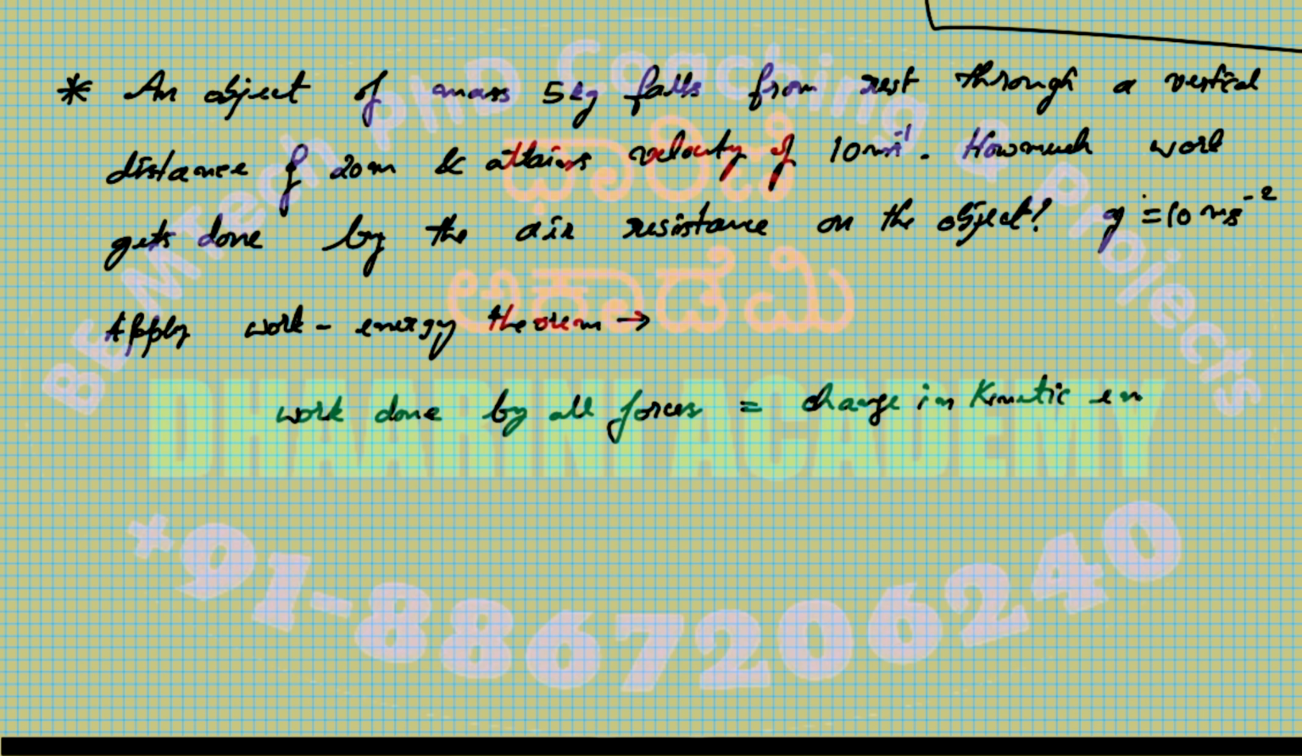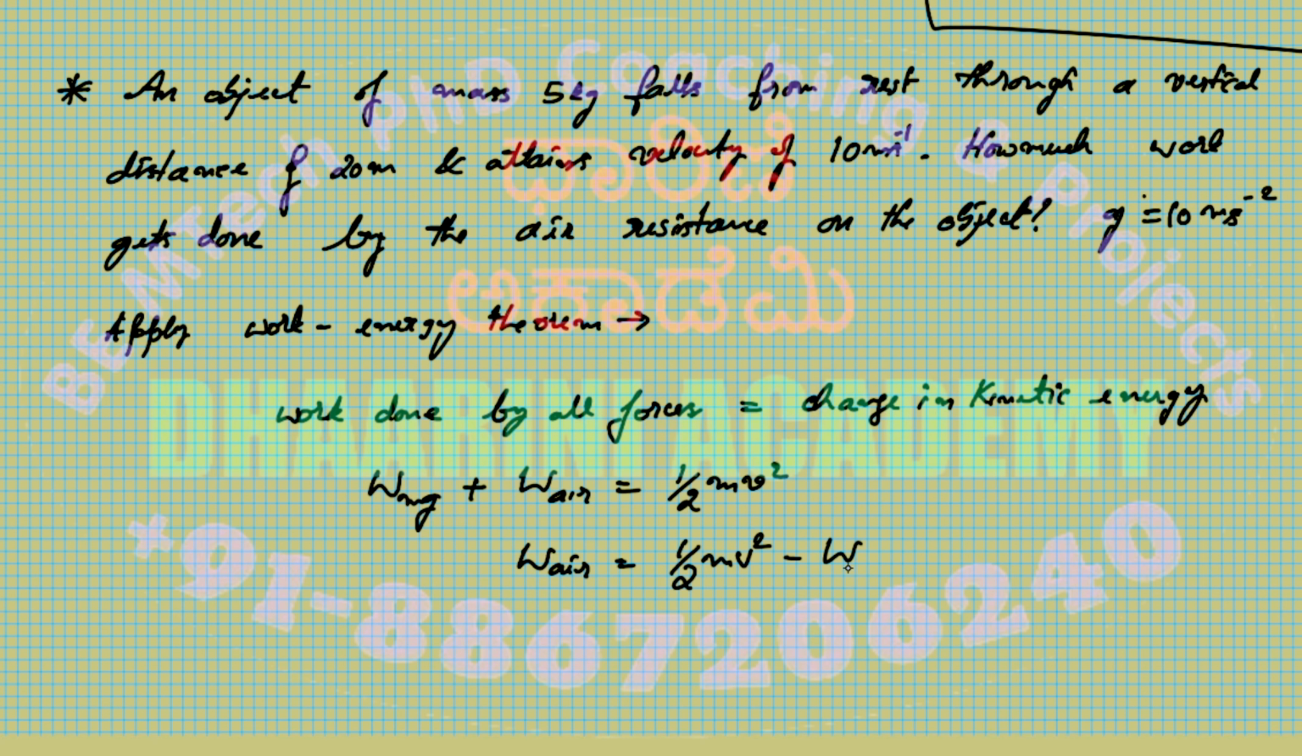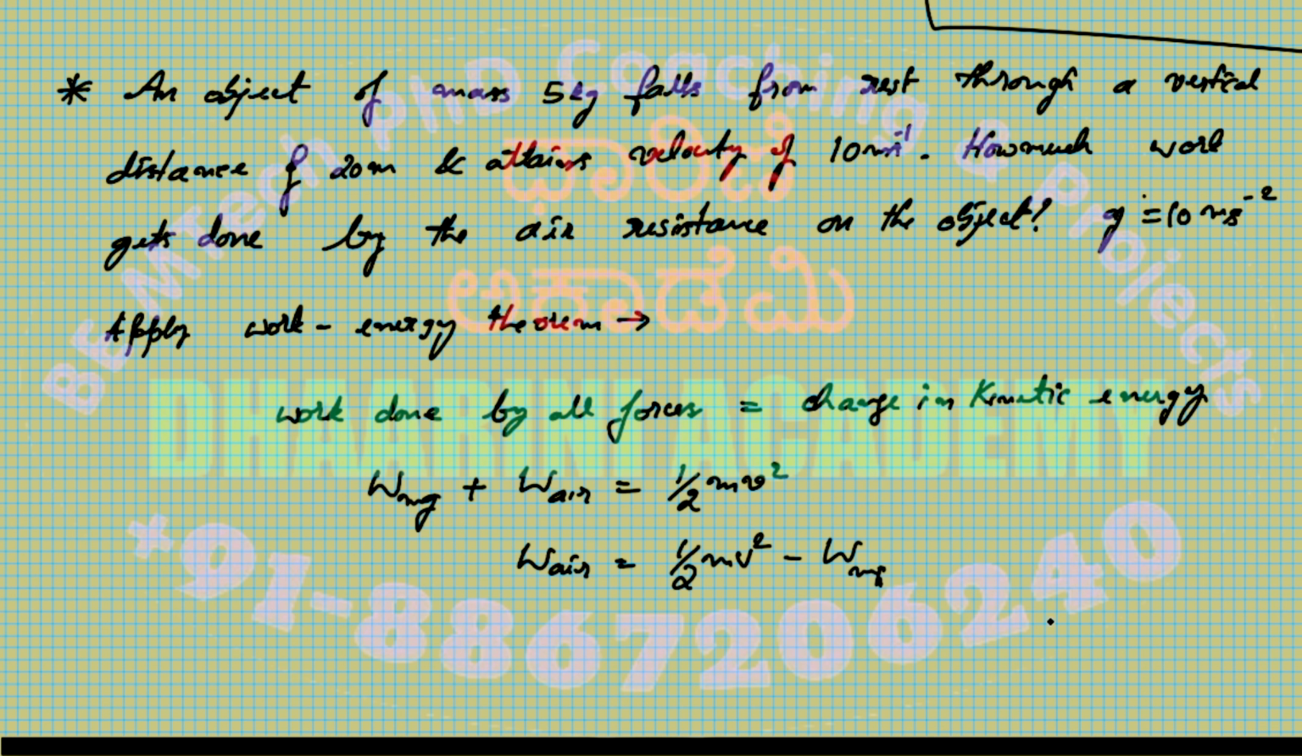The kinetic energy of the body. All right, so now I'll write mg, its mass into the acceleration due to gravity, plus the W air has to be equal to the change in kinetic energy. Kinetic energy is given by half of m into velocity squared. So now what is unknown here? Unknown is the W air. So this is what has been asked. This has to be equal to half mv square minus the work done because of its m into g.